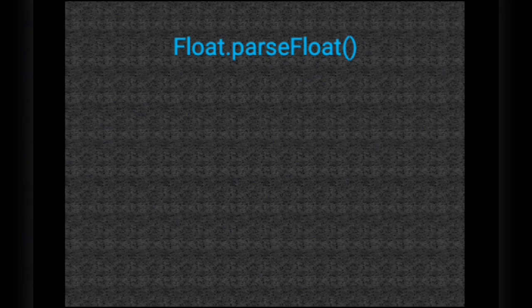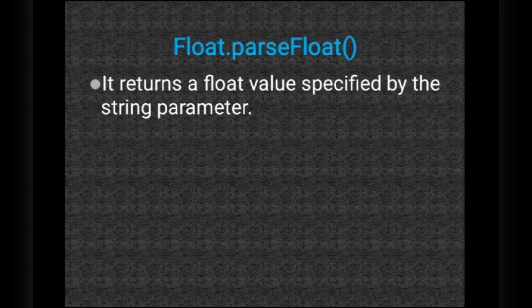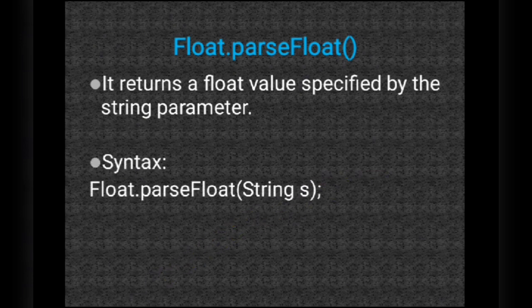The function is Float.parseFloat. This function returns a float value specified by the string argument. Syntax: Float.parseFloat, in brackets you have to pass the string argument. Always remember, the F in Float should be capital, and the p in parse should be small. Let's take the example of it.